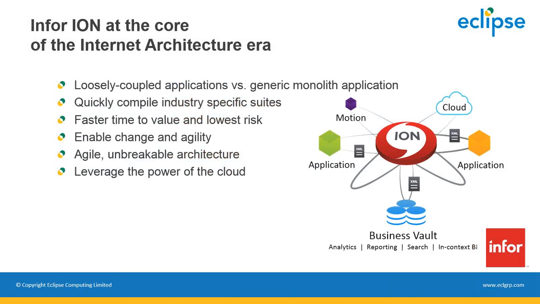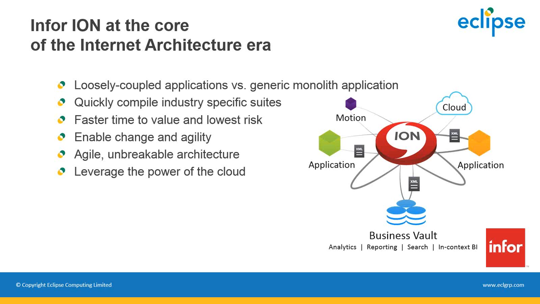So we said at the beginning, Infor ION is really built on internet architecture, and as we said just now, it can integrate across the cloud. It can integrate on-premise and cloud applications, and the benefits of being built on the technology of the internet era, as it were, are it's all about loosely coupled applications. And again, these are design goals that Infor had in mind when they put it together. It needed to be something that was quick to implement, low risk, something that was easily enabled, easily changeable, the ability to upgrade easily.